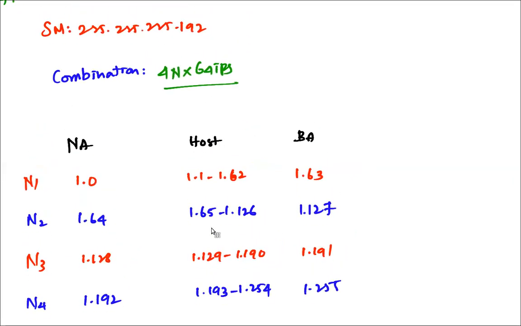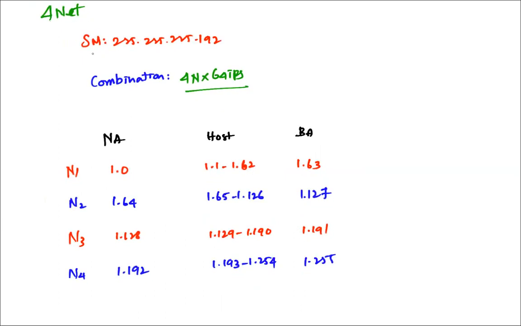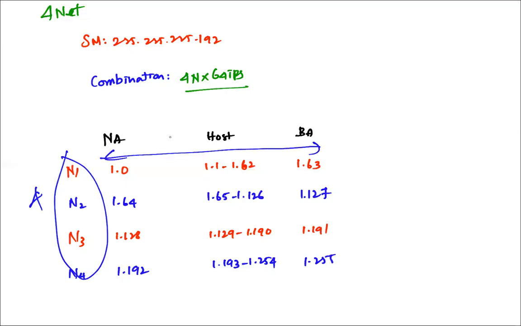So this is the table, right? This is for four networks. Can you see? For four networks, the mask is 255.255.255.192. And then what is the combination? 4 into 64. And what are those four networks? These are the four networks. What are those 64 IPs? These are the 64 IPs. You got the point?